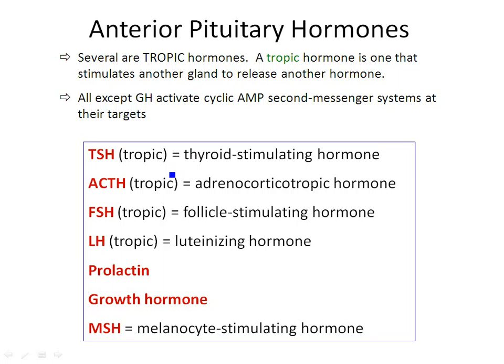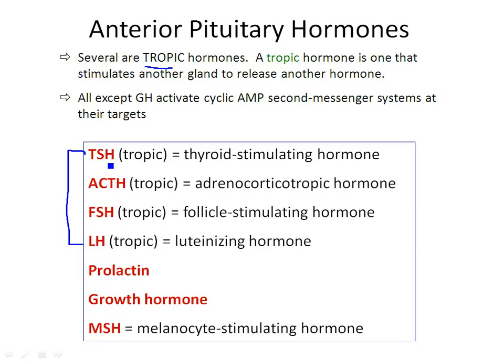Okay, so what are the anterior pituitary hormones? You have basically 7. The first 4 are known as tropic. And a tropic hormone is a hormone that stimulates another gland to release another hormone. So you have a hormone released upon another gland, causing that gland to release another hormone. So the first 4 are the tropic hormones.